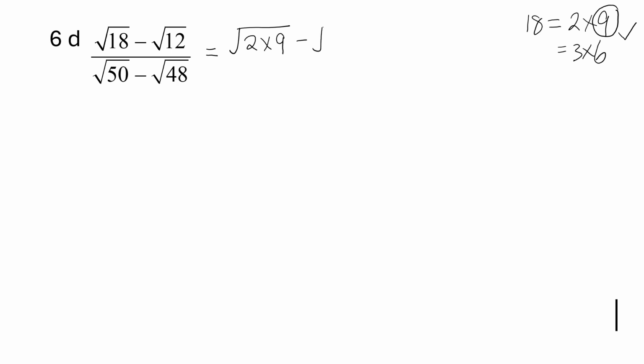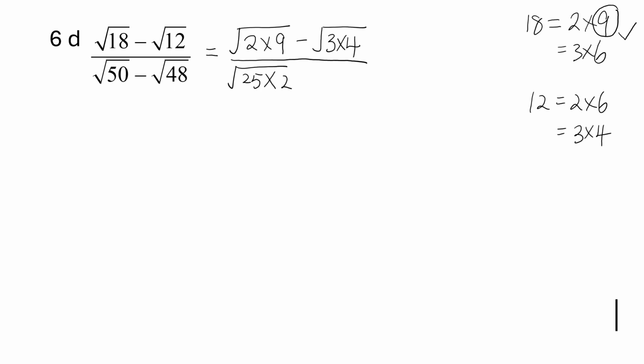And then for 12, you can have 2 times 6, but in 2 times 6 there is no square number. So I would rather use 3 times 4, because 4 is a square number. A square number is also a perfect square. It means the same thing. So 50 will be 25 times 2. 48 will be what?